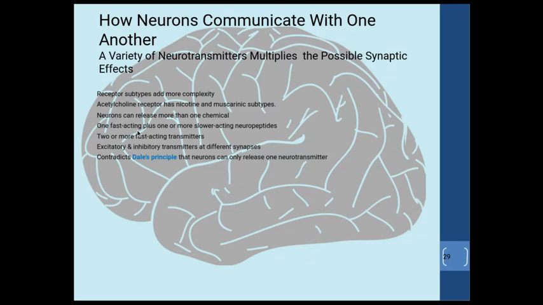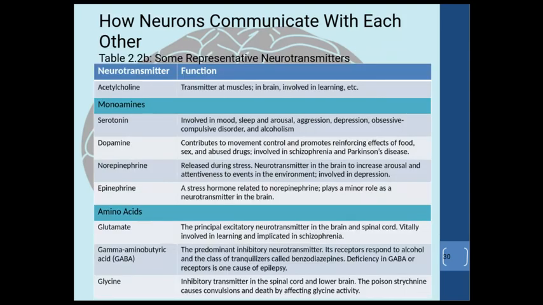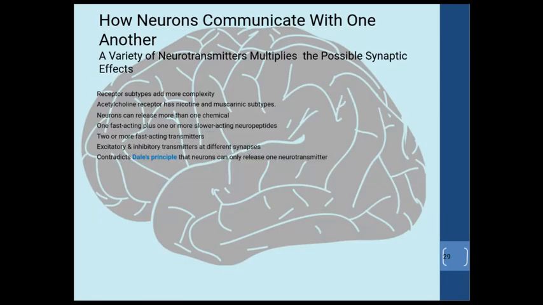One can be fast acting and one can be more slow acting. A neuropeptide may be like substance P, which is for pain, as we'll go through here. You can have 2 or more fast-acting neurotransmitters. We can even have some that are excitatory that cause EPSPs and some that are inhibitory that cause IPSPs at different synapses from the same neuron. So this contradicts Dale's law, and now something that happens every single time is what's called a law.